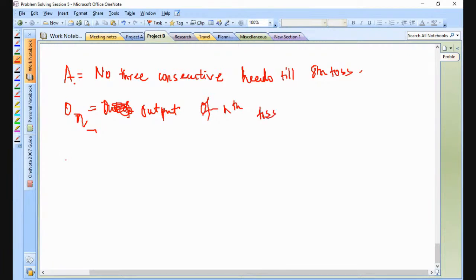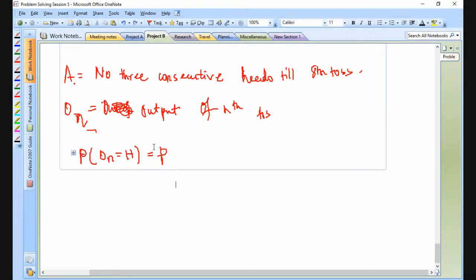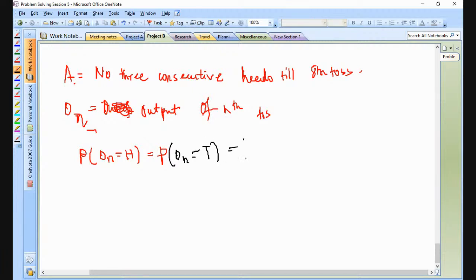So each toss follows Bernoulli half. Sorry, let's not think of it that way. The probability of a toss being heads is equal to the probability of it being tails, which is equal to half. So A is the probability of no 3 consecutive heads till the 8th toss. Now let's write it down for the 8th toss.